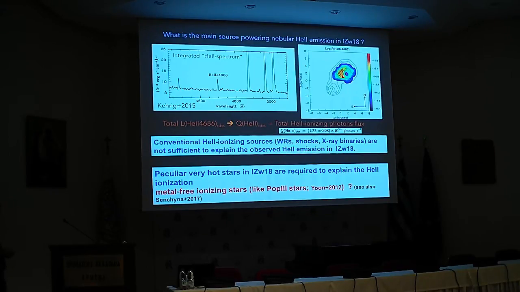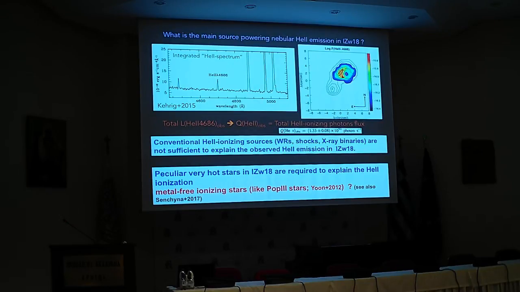And comparing with conventional helium-2 ionizing sources, I mentioned Wolf-Rayets, shocks, X-ray binaries, etc. There are many others. This is explained in detail, and I don't have time here to explain everything. But these were unable to explain the ionization of the helium-2 zone.